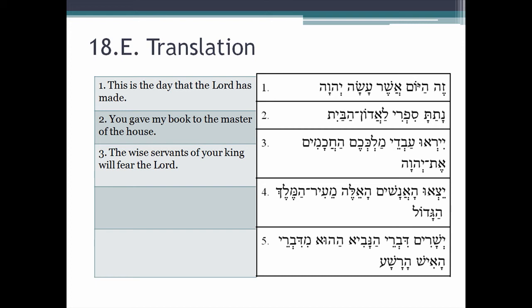Number 4, Yetzeu ha'anashim ha'eleh me'ir ha'melech ha'gadol. Well, our verb form, again, first position. Do we have a prefix? Yes, we do. How do we know? Because of the tsere under the prefix consonant. We know, therefore, it's from yatzah. And here's our plural subject. We have ha'anashim. And then we also have ha'eleh.